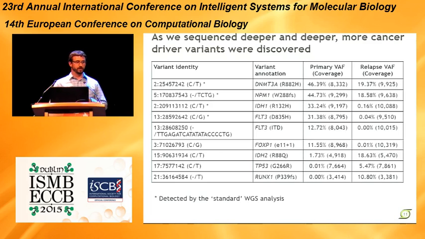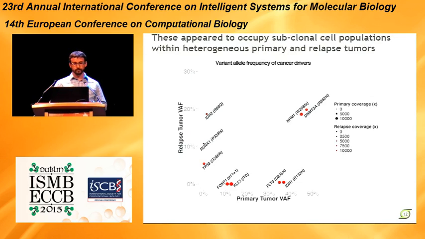So not just any mutation in these genes, but well-established driver mutations in those genes that were completely missed with the standard sequencing approach. And when we look at the clonal identity of these mutations, we see that they fall into several categories, or several putative subclones.